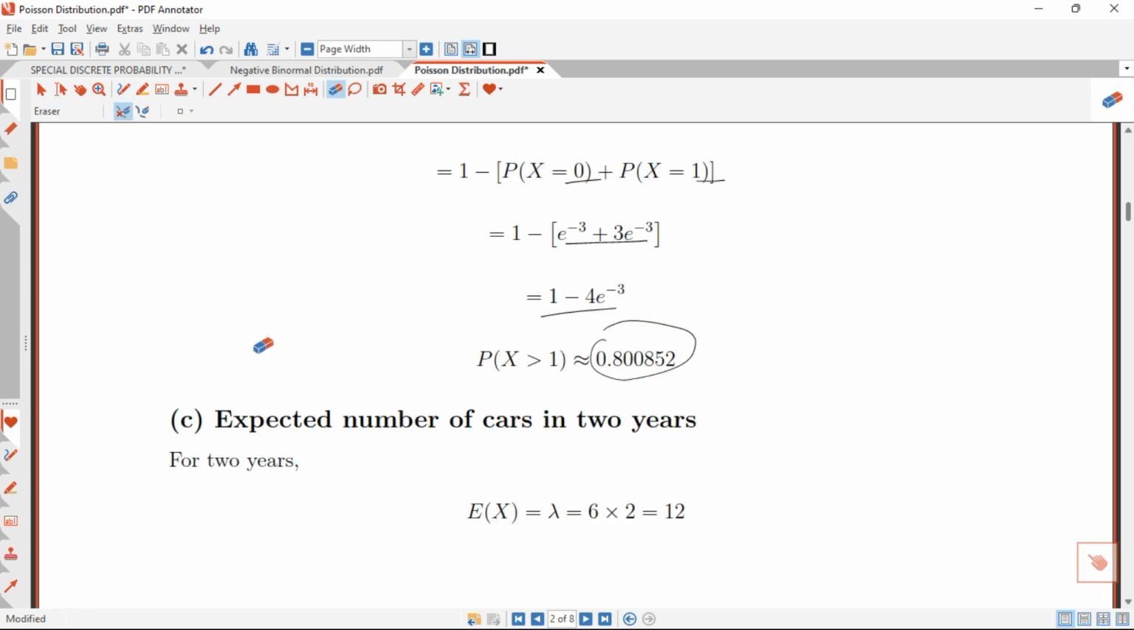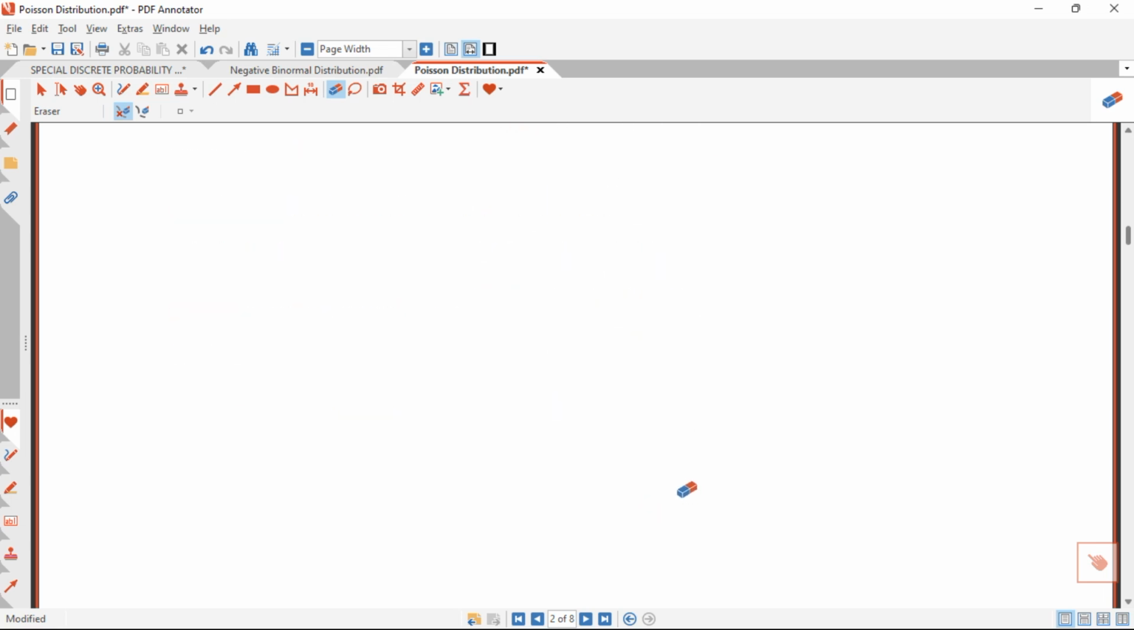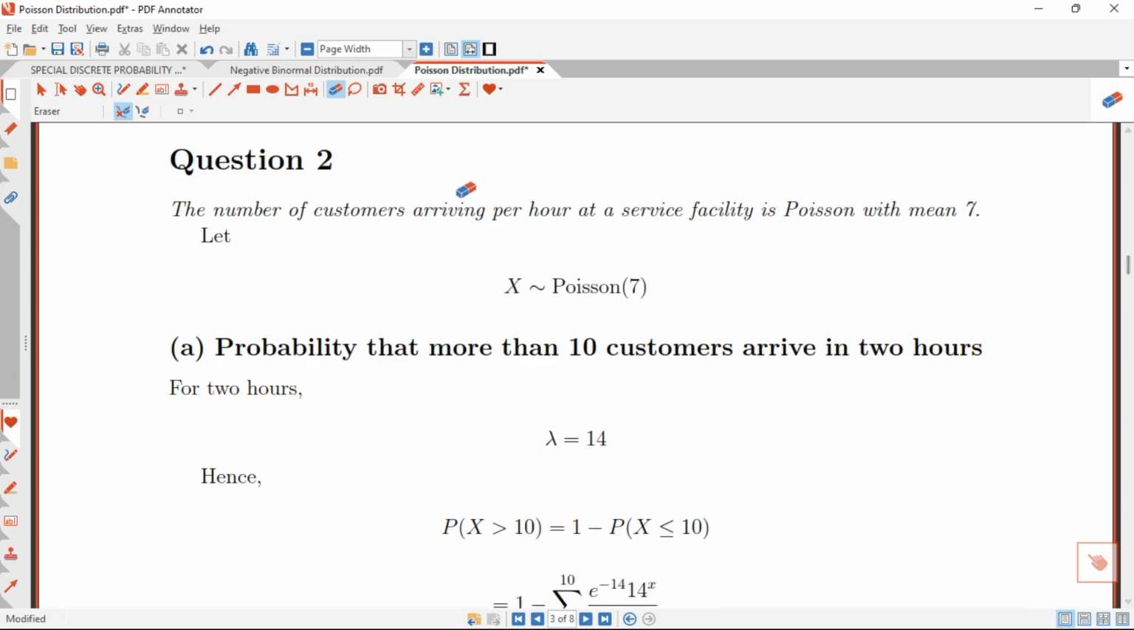0.800852. And then we have this one to be what? Expected number of cars in 2 years. So this one is within 2 years. The first one that we have was in 1 year. So for 2 years, you just multiply our lambda or mu by 2 to get what? 12. Okay, yes.